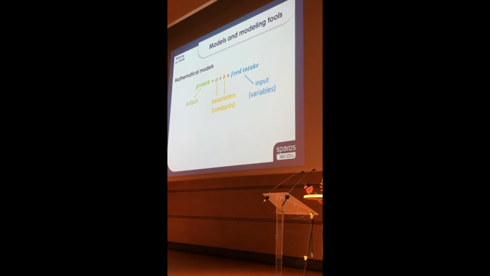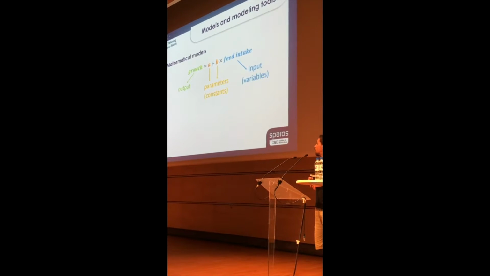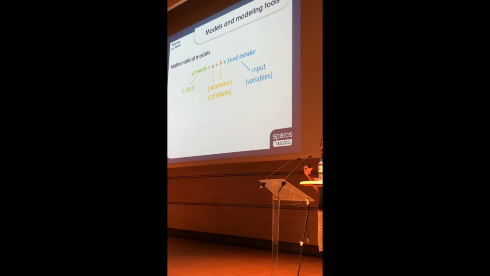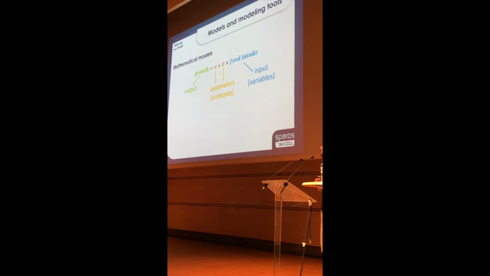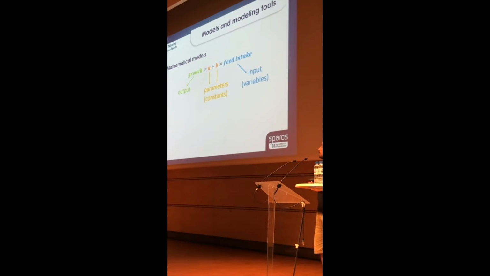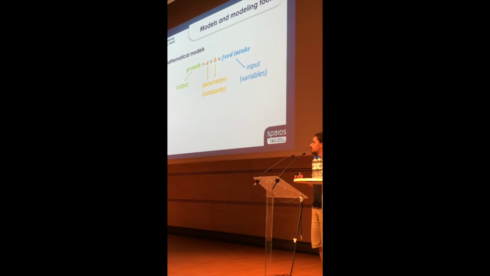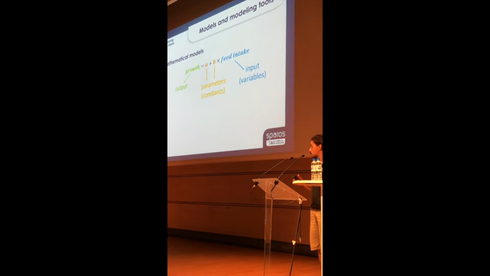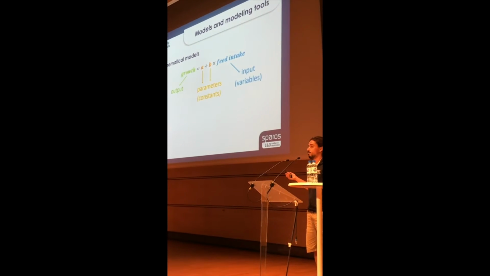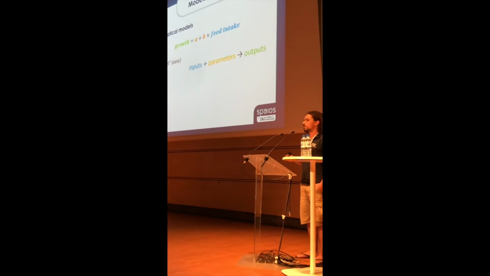When we have a model, no matter how simple or how complex it is, we always have a response of a process that we're interested in predicting or studying. We also have a set of factors that influence this process, which we call the inputs, or the variables of the model. And then we have a set of parameters, or the constants in the model. I'm sure you've all seen a linear model before.